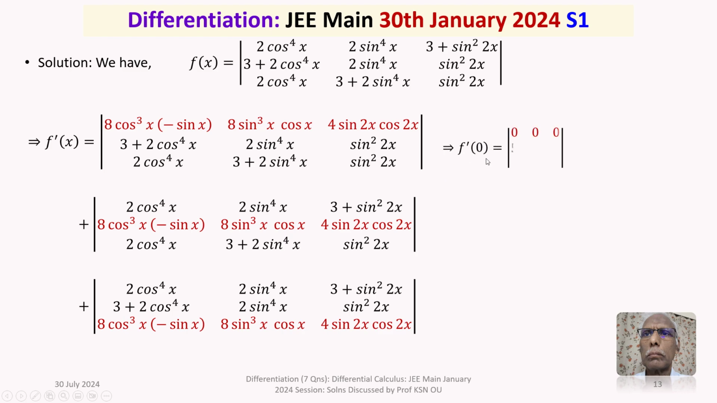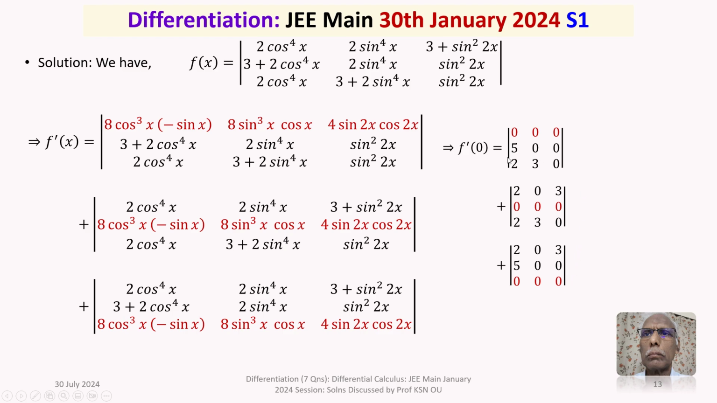Then you will get f prime 0 is equal to: the first row is 0, 0, 0 because in every term you have a sin x. The second row is 5, 0, 0. The third row is 2, 3, 0. Right. Plus the second determinant when x is equal to 0 is 2, 0, 0, 0, 0, 0, 2, 3, 0. Agreed. Plus the third determinant when x is equal to 0 is 2, 0, 3, 5, 0, 0, 0, 0, 0.